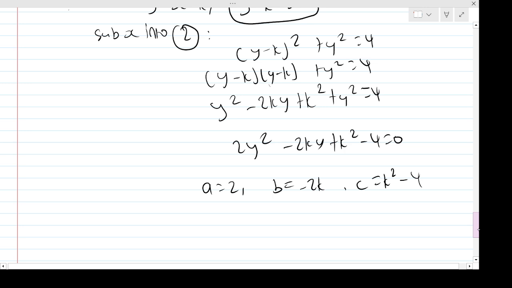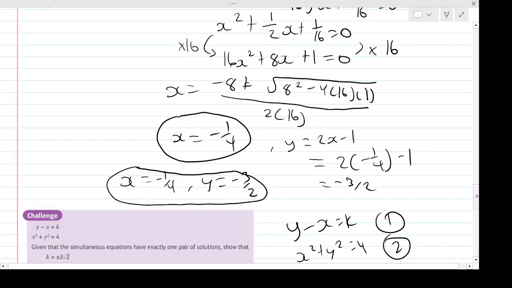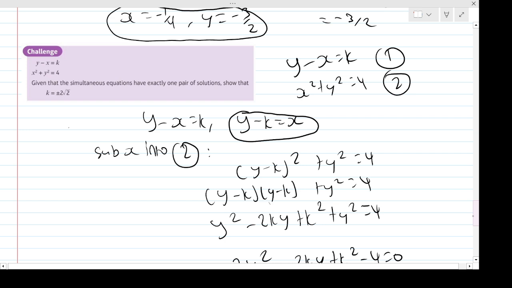Okay, now it's told us. So again, we can't really solve it at this point. Well, it'd be quite nasty to solve, right? Because there's this k bit here. But let's have a look at the information. It's told us that the simultaneous equations have exactly one pair of solutions. Okay, well, what does that mean then?